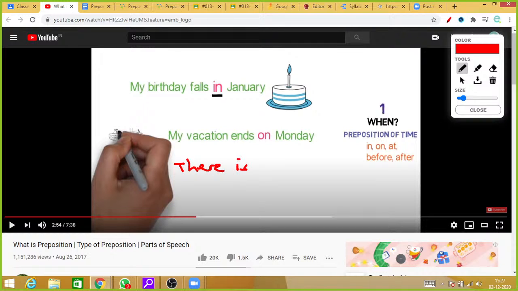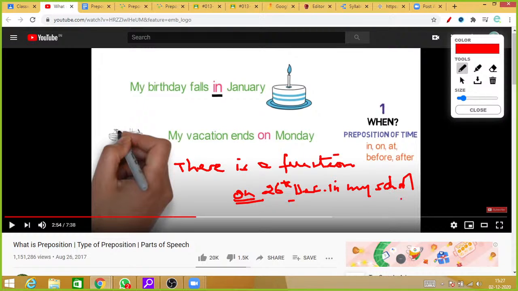Very good. There is a function on 26th. So what are we using? Date, on 26th December, in my school. Very good. Okay, so do you understand when we use on? All of you? Yagini, do you understand?